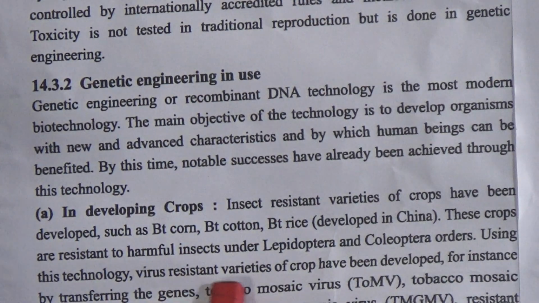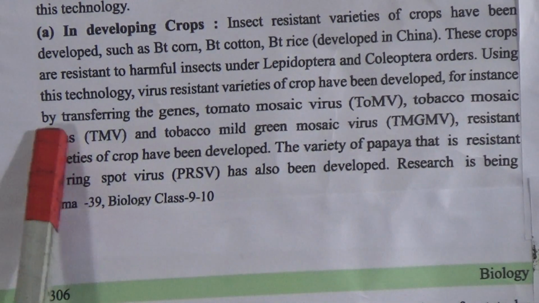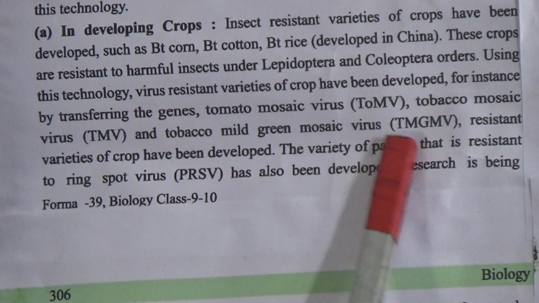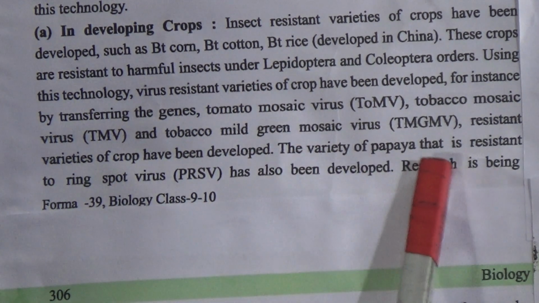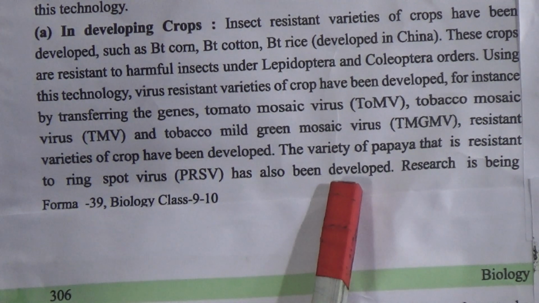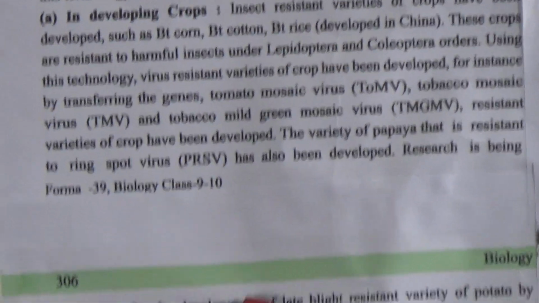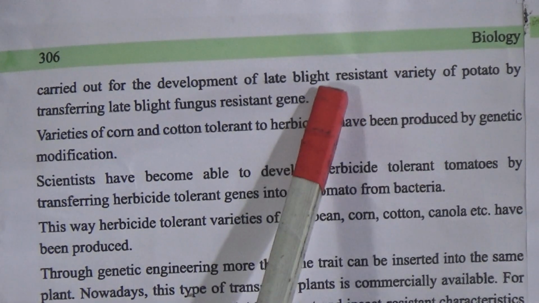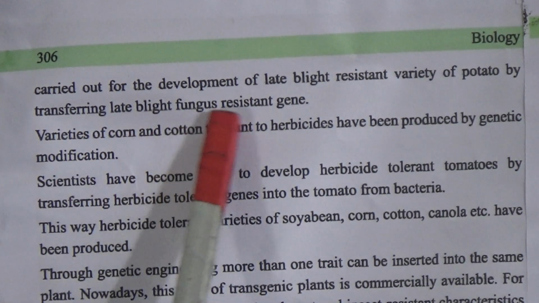Using this technology, virus resistant varieties of crops have been developed. By transferring genes, tomato mosaic virus, tobacco mosaic virus, and tobacco mild green mosaic virus resistant varieties of crops have been developed. A variety of papaya that is resistant to ring spot virus has also been developed. Research is being carried out for the development of a late blight resistant variety of potato by transferring the late blight fungus resistance gene.